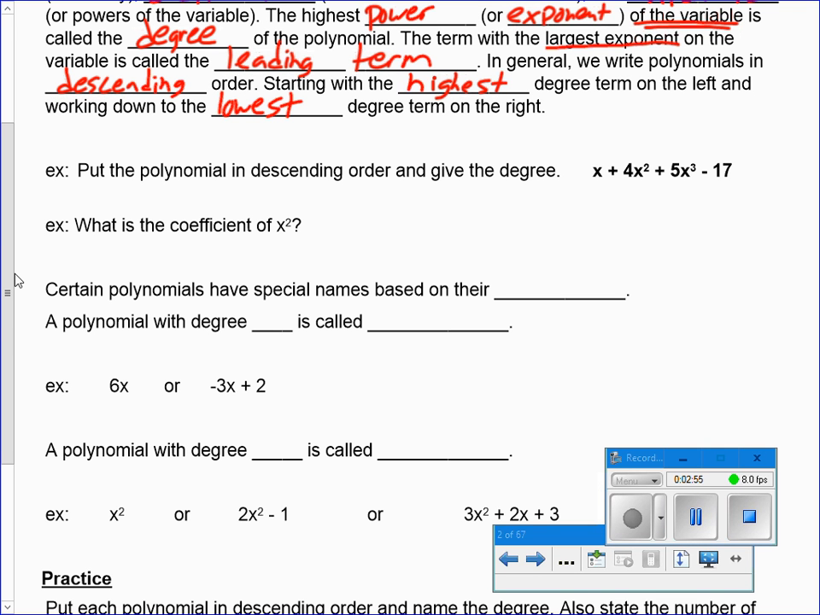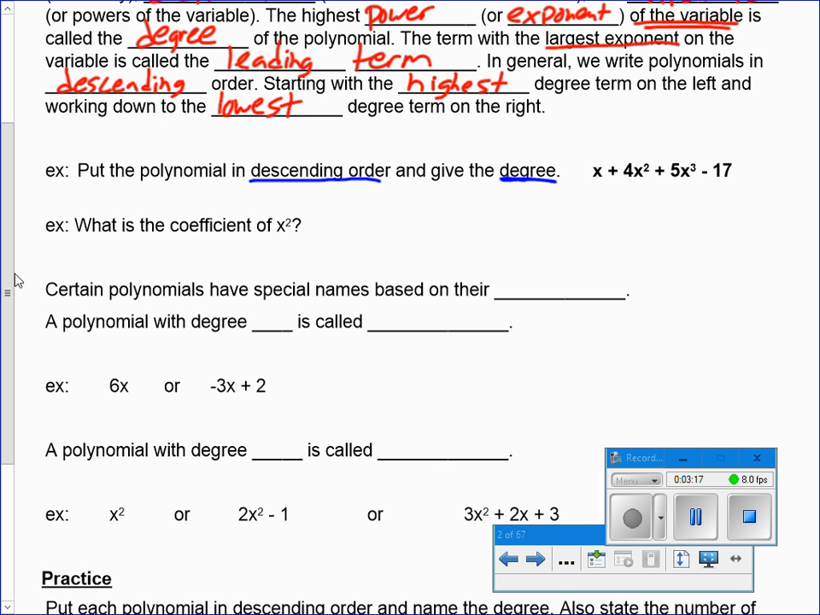So that's a lot of vocabulary thrown at you all at once. But you know what a polynomial looks like, you've seen them already, so don't get hung up on that. The important thing here is let's be able to identify what the degree is. So first thing we're going to do is, on this example, put it in descending order, get the degree. So descending order means highest order, lowest order.